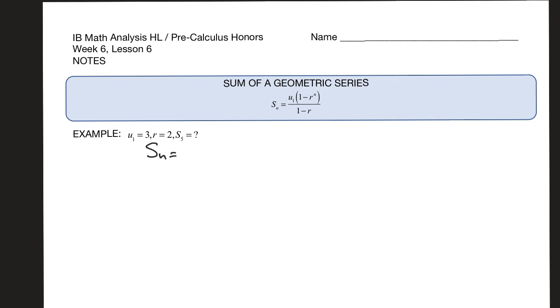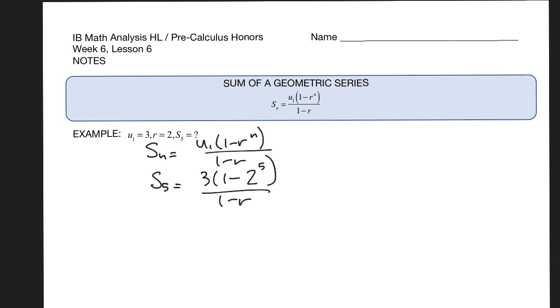S sub n is equal to the first term times 1 minus r raised to the n over 1 minus r. Now, for the first example, this should come out fairly okay. They've given you everything you need. I know the first term, 1 minus the ratio raised to the n over 1 minus r. So this is going to be 3 times 1 minus 32 over, oh, and I forgot to plug in that r, over 1 minus 2.